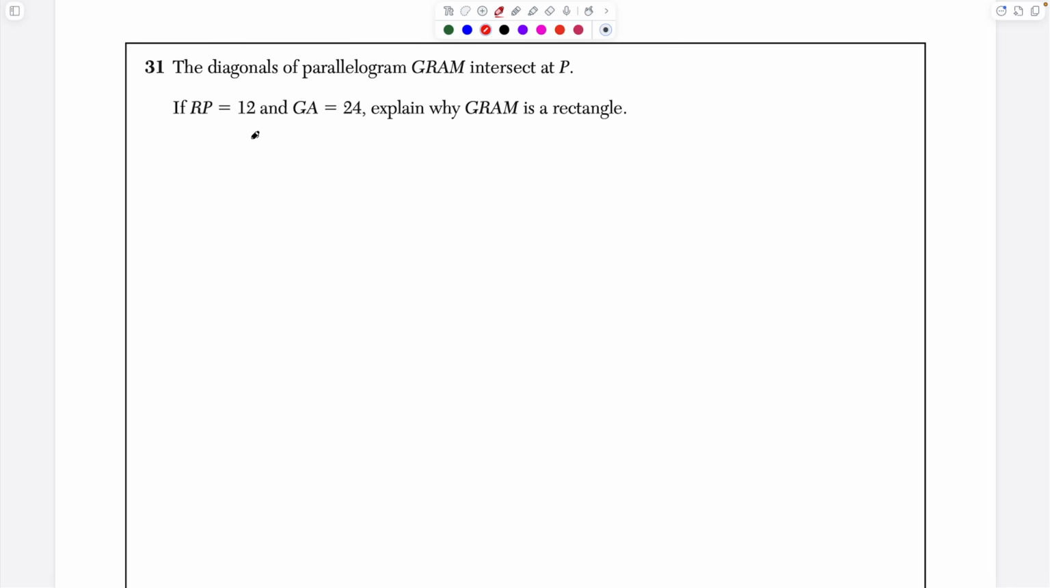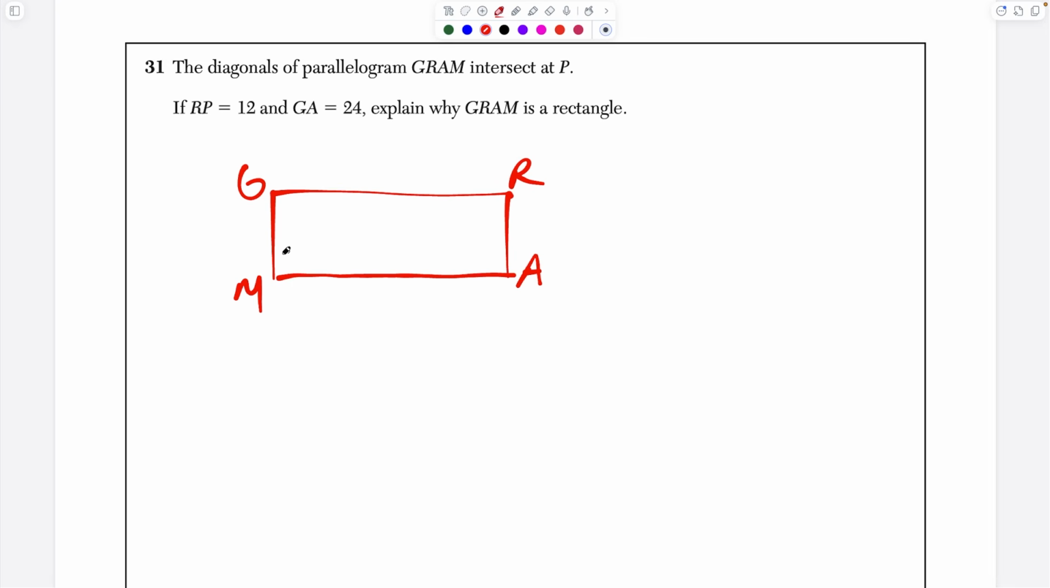If RP equals 12 and GA equals 24, explain why GRAM is a rectangle. So for this question, the first thing I would do is just draw this out. I'm going to draw a rectangle and name it rectangle GRAM. Okay, so we have GRAM. And what they told us is the diagonals intersect at P. So I'm going to draw in the diagonals, and I'm going to label the point of intersection as point P. So that's going to go over here.